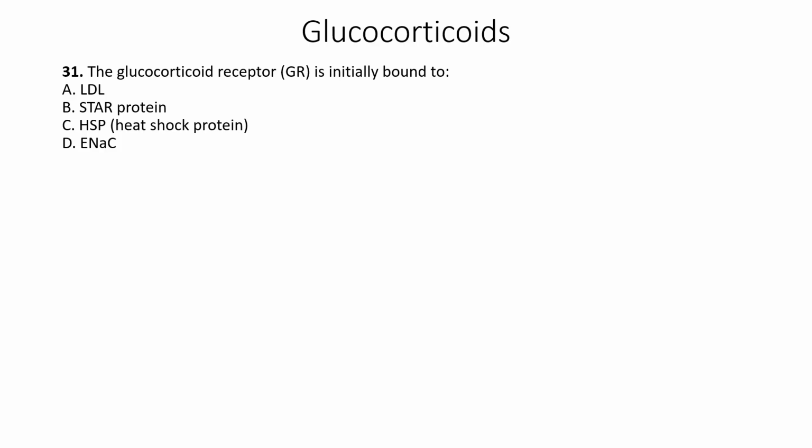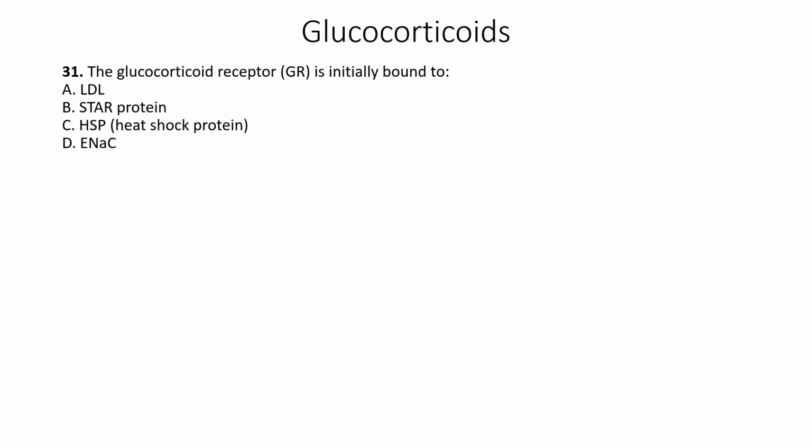So good. I have one correct answer here. If anyone thinks it should be something else, let me know. So the correct answer here is option C, which is HSP, a heat shock protein. So these GRs that are present in the cytoplasm, initially when they're in their inactive state, they're bound to these heat shock proteins or HSPs. These HSPs essentially stabilize the GRs, the receptors, and they prevent them from prematurely being activated.